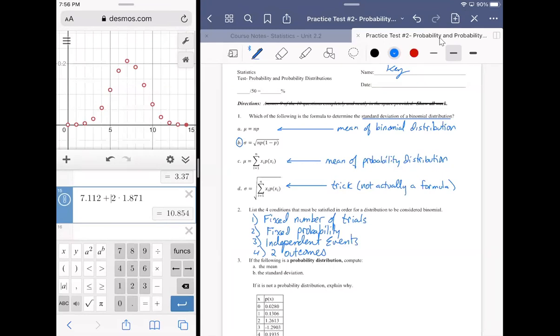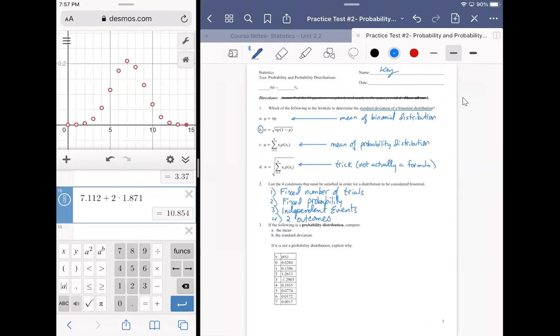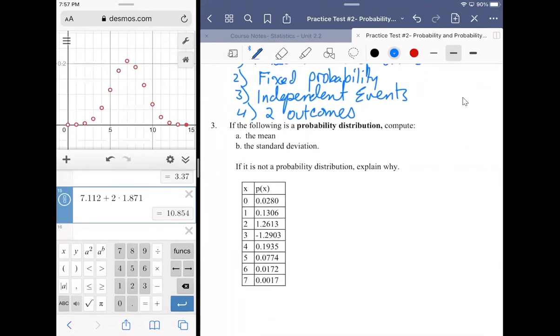Yes, yeah, this is part of the review. It's already posted on Blackboard, and the answer key will be posted up along with it. Number 3, if the following is a probability distribution, compute the mean and the standard deviation. If it's not a probability distribution, explain why. All right. So in this case, it's actually not a probability distribution.